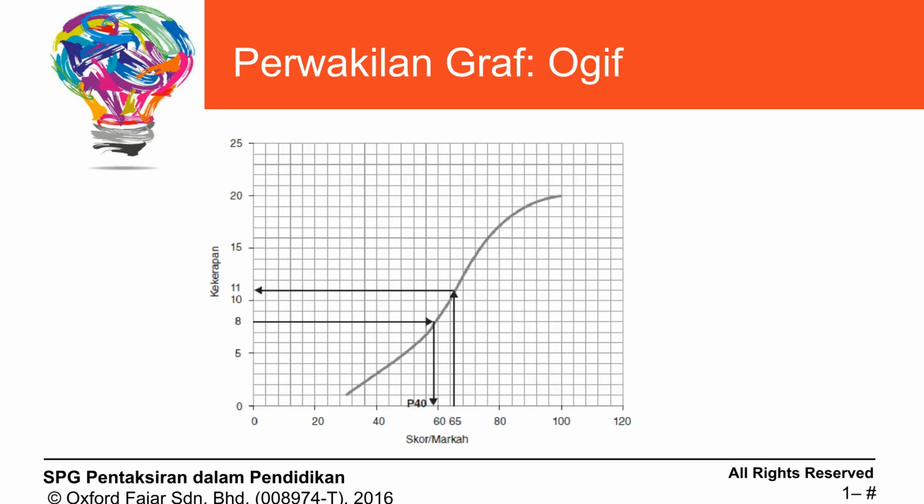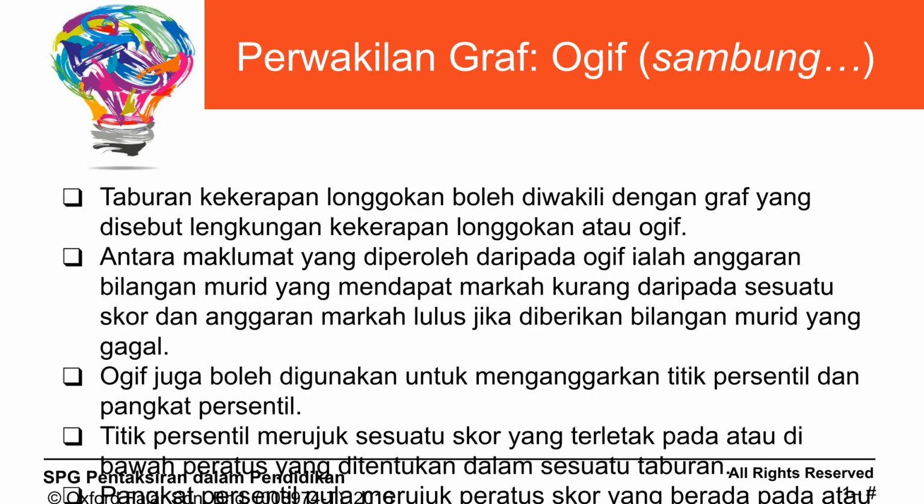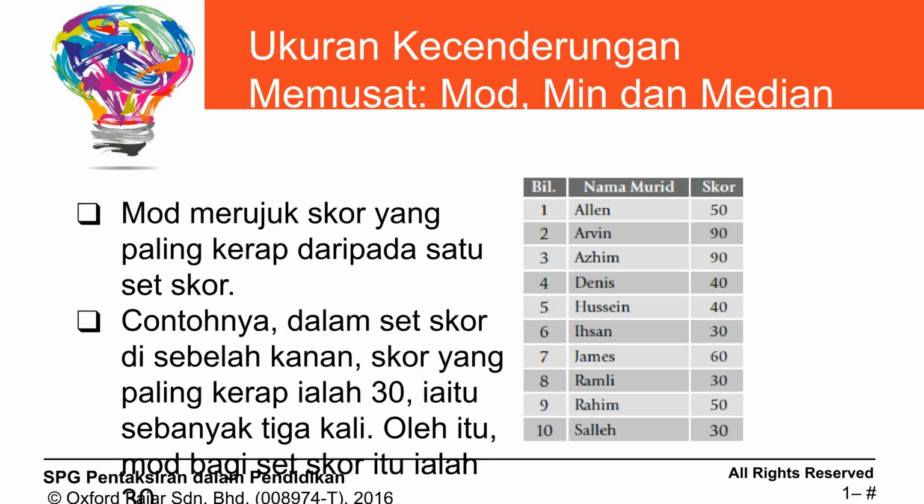An ogive is a graph representing the cumulative frequency distribution. It helps estimate scores below a certain percentage or estimate the passing mark. A cumulative frequency distribution is represented by a curve called a cumulative frequency curve, or ogive. It is used to estimate percentile points and percentile ranks. The measures of central tendency are mode, mean, and median.